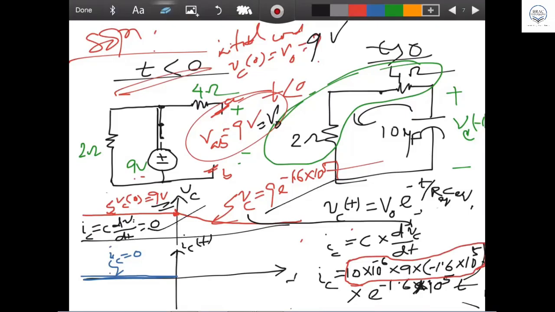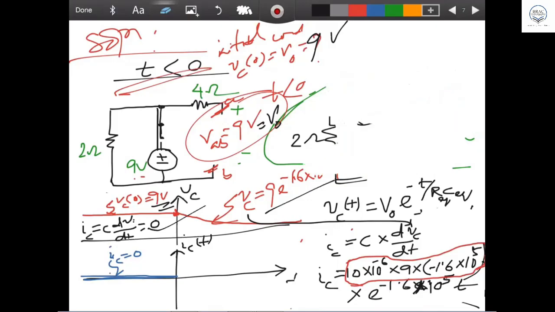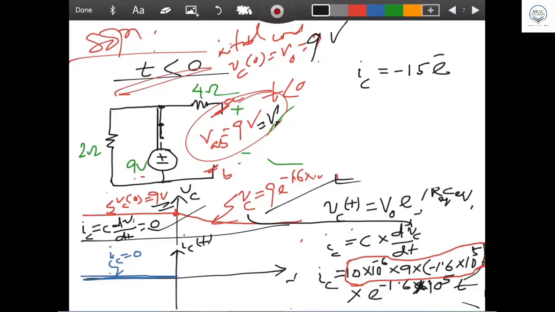Okay, you got the equation. Can you tell me the final equation you get? Yes, IC equal to minus 15.03 into e to the power minus 1.67 into 10 to the power 5 t. So at t equal to 0, and at infinity.